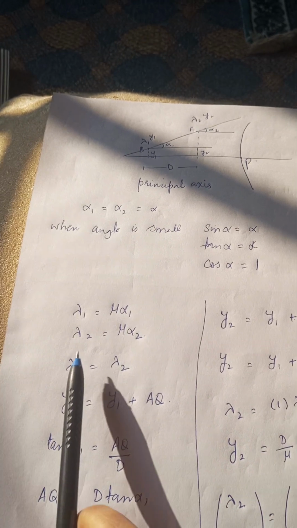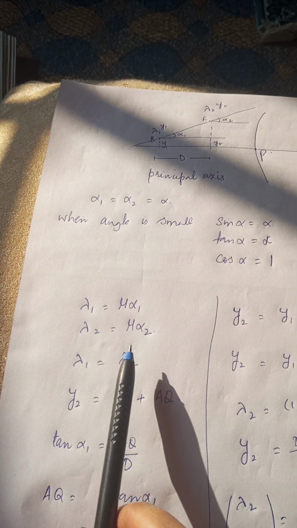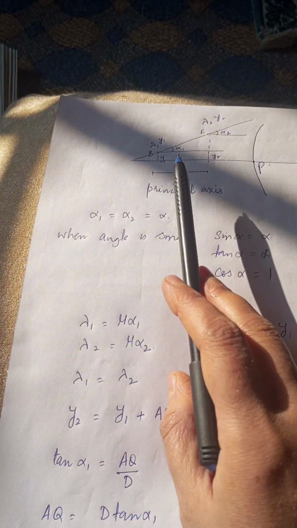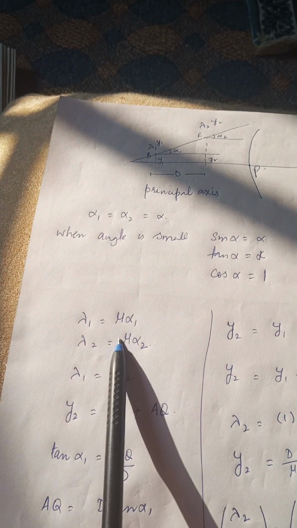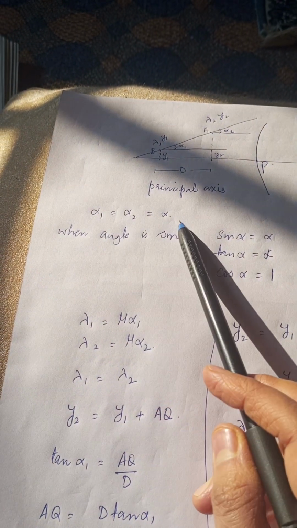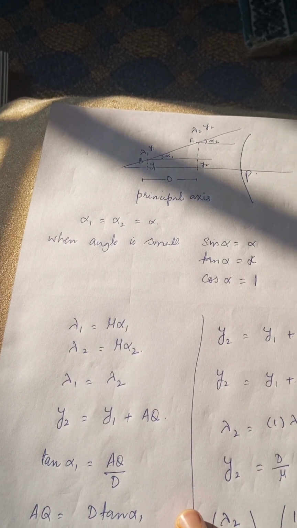Okay? So we have made use of these relations because I have already told you about geometrical path and optical path. So lambda 1 is mu times alpha 1 and lambda 2 is mu times alpha 2. And because we know that alpha 1 and alpha 2 are nearly the same, lambda 1 is equal to lambda 2. This is another thing.